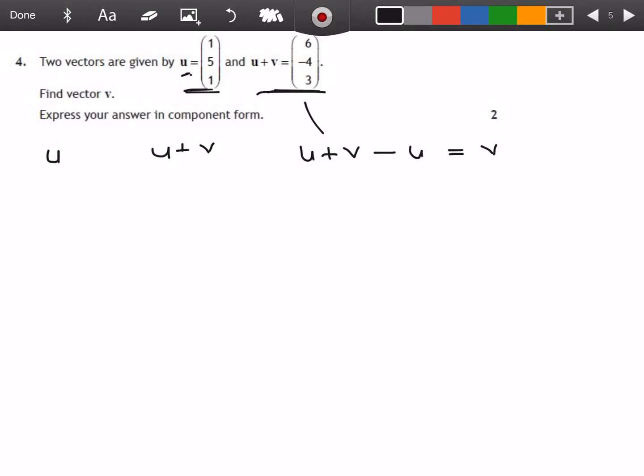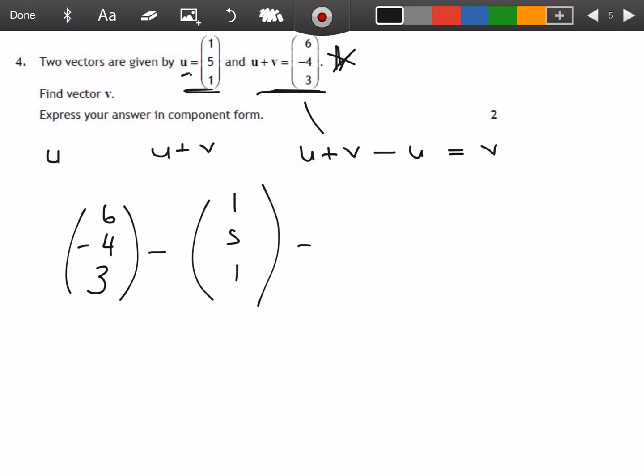You don't need to write out this working, okay? So we're going to take this one here, the one that's the u plus v, and we're going to take away vector u from it. Because if we do that, it'll leave us the numbers that are just representing vector v. 6 take 1 is 5. Negative 4 take, that's a 5 in the middle, isn't it? Negative 9. And 3 take 1 is 2. So that must be what vector v is. Okay?